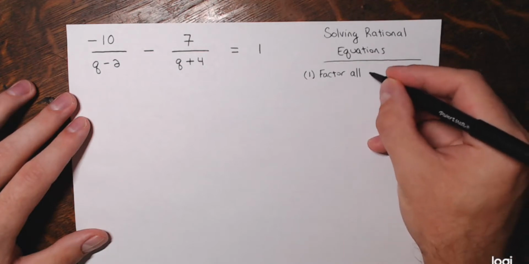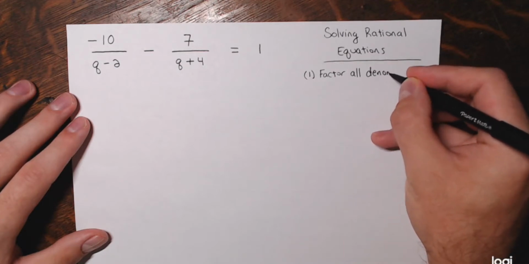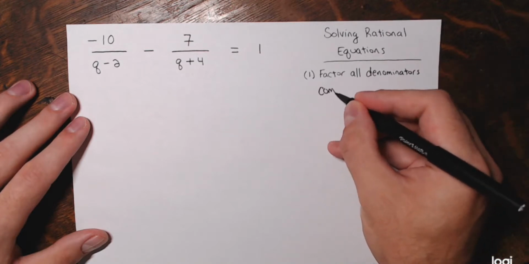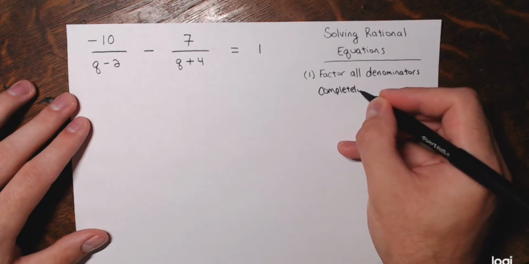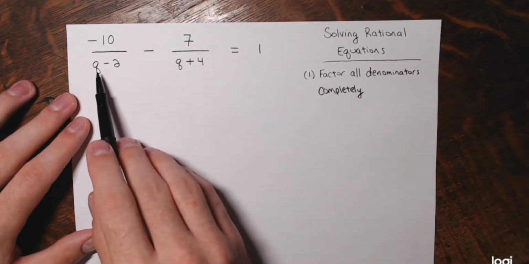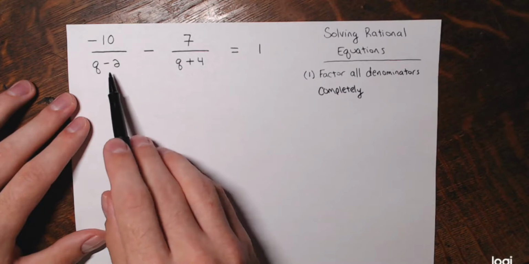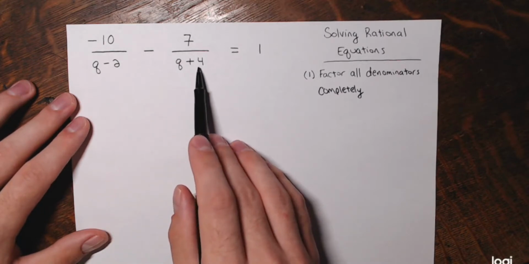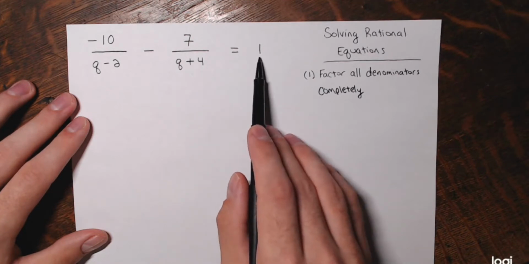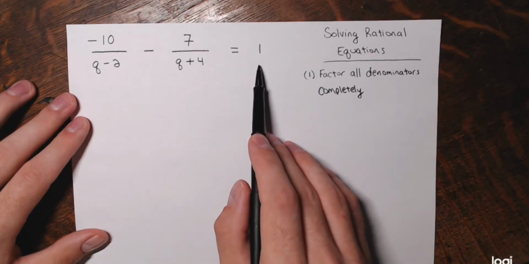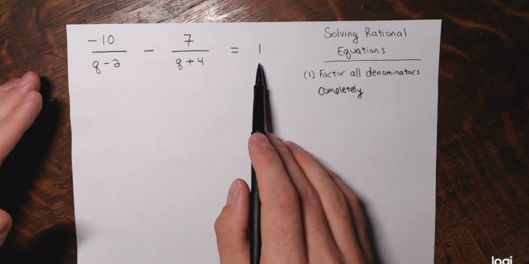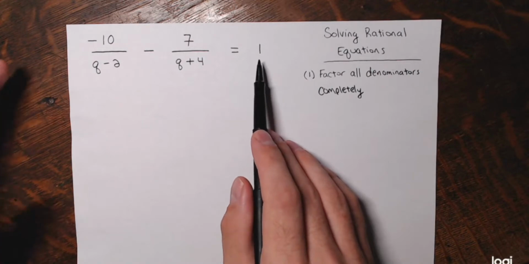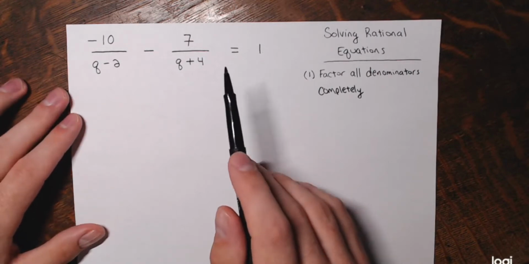So factor all denominators, just the denominators of the fractions to start with, completely, which is already done here. q minus 2 is as factored as that's going to get. Same thing with q plus 4. And then the number 1 has no denominator. But remember, if there is no denominator, technically there's a denominator of 1, which is already factored. You can't factor 1 any further.